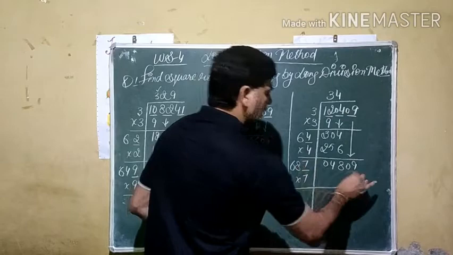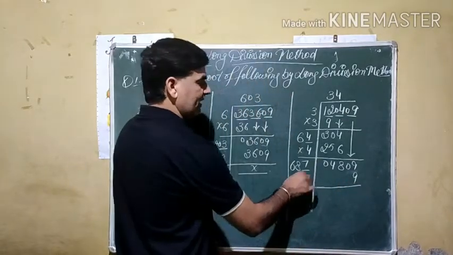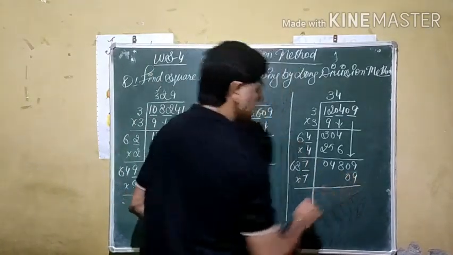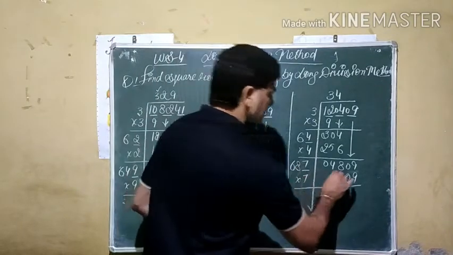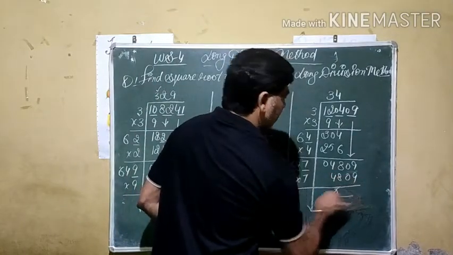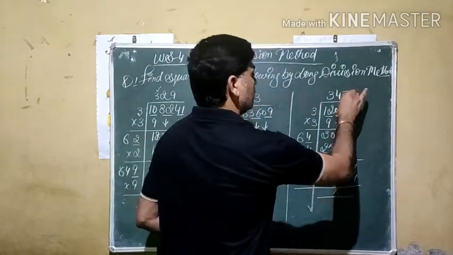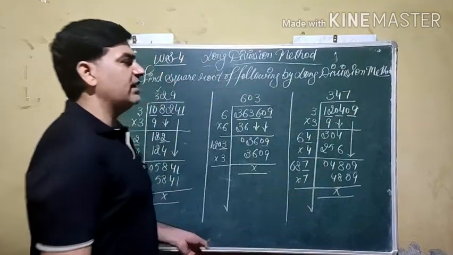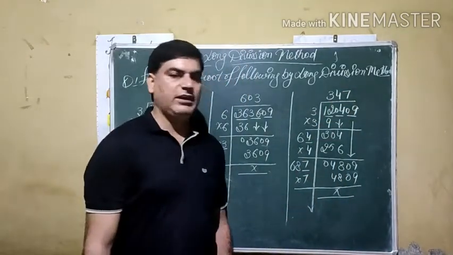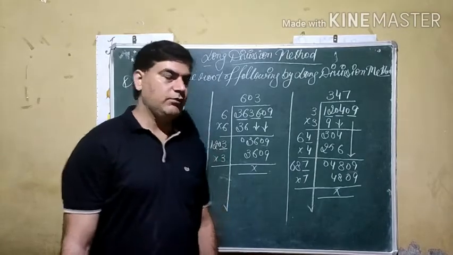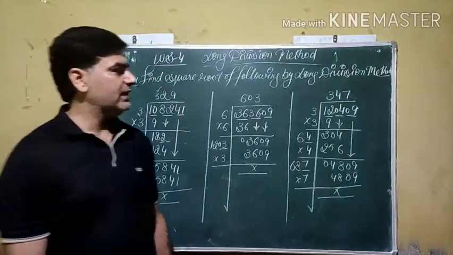7 7s are 49. 4 carry. 7 8s are 56 and 4, 60. 6 carry. 7 6s are 42 and 6, 48. So square root of 120409 is given by 347. We will continue with our remaining parts. Let's see.